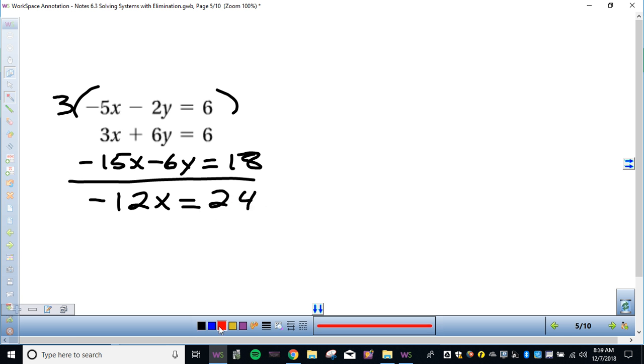All right, what's the last step? Divide by negative 12. Better volume, Benjamin. Good job. So x equals negative 2. Okay. And then which equation would you choose to plug into, top or bottom? Bottom. Do you have a question, Eva?